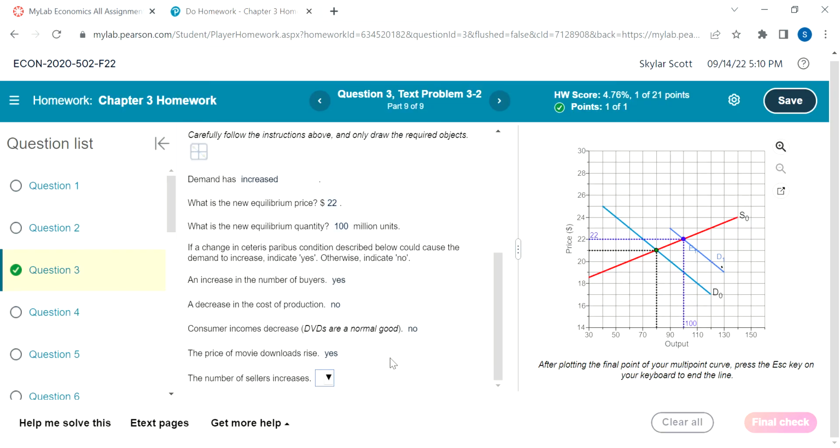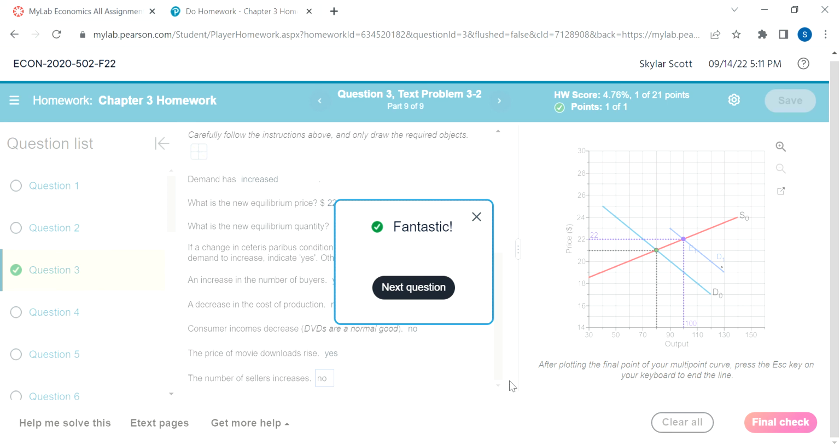The number of sellers increases. Well, if the number of sellers increases, that would have driven the price back down. An equilibrium price would have remained the same or have gone down. But in our case, the equilibrium price went up. So we know the number of sellers did not increase. So we'll hit no on that one. Awesome. So we got all of the answers right for that.